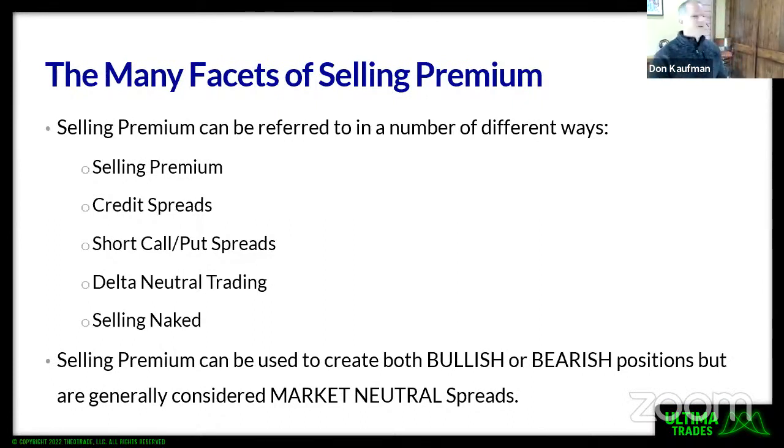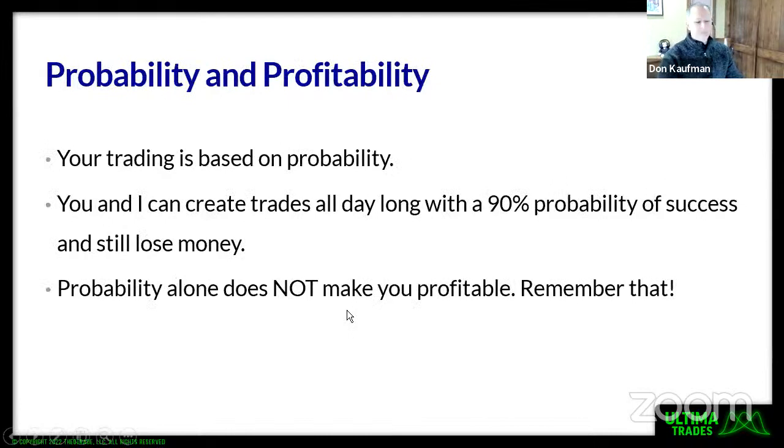Delta neutral very often is associated with selling premium, selling naked. I'm out there and I'm loving every minute of it. Listen, selling naked, fine. Selling premium can be used to create both bullish and bearish positions. But for today, and generally speaking, it's construed as market neutral, right? So I wanted to cover that, but I'm going to talk about selling some premium today. I think you guys are going to learn a huge amount here, okay?